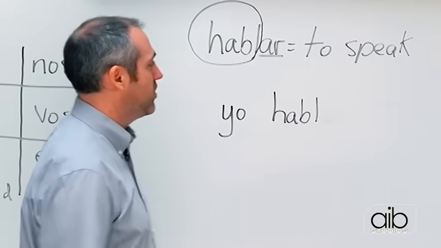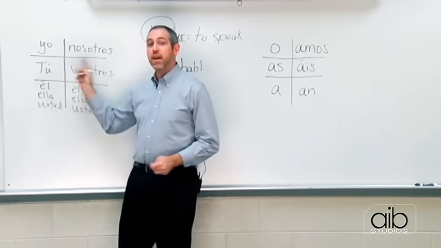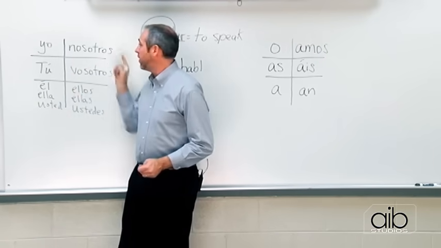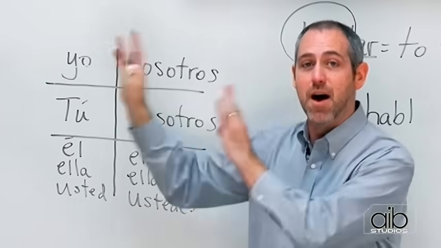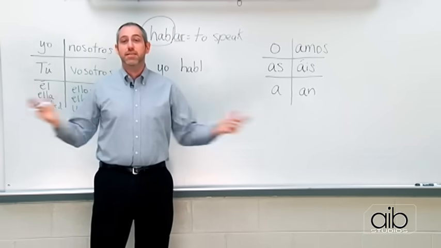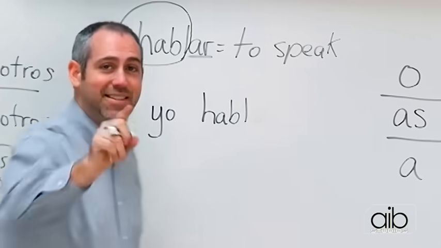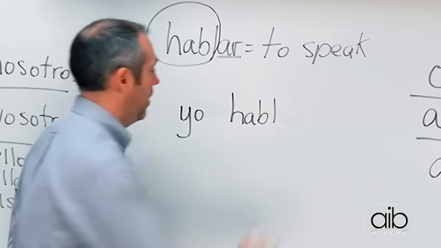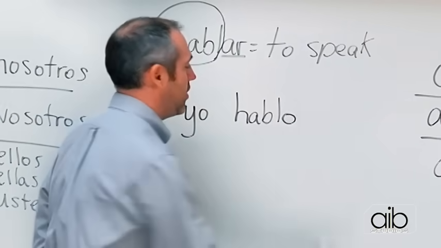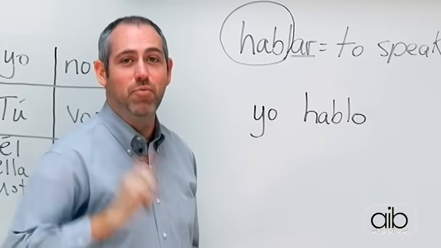Now, all we have to do is apply the magical ending. And how do I know which ending to use? Watch this. Where is I on the chart over here? If you describe it, it's in the top left, right? Now, look over here at this chart. Which ending's in the top left? Oh, that's right. So that's the ending I put on the verb. So how do you say I speak in Spanish? You got it. Yo hablo.